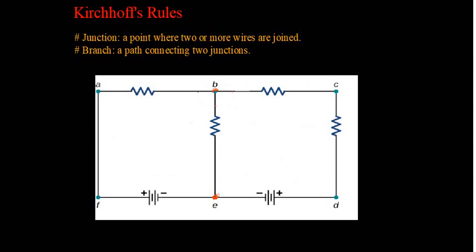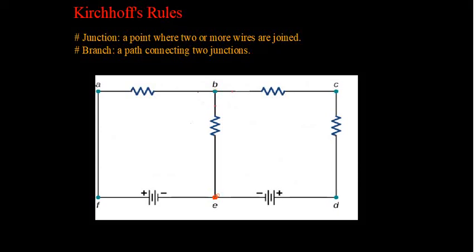As a start for this one, we need to learn some terminology related to our study of Kirchhoff's rules. So as a start, I have here a circuit with a few resistors and two batteries. It doesn't matter the values of the resistance or the voltage across the battery. It doesn't matter for now. It's a matter of learning this terminology.